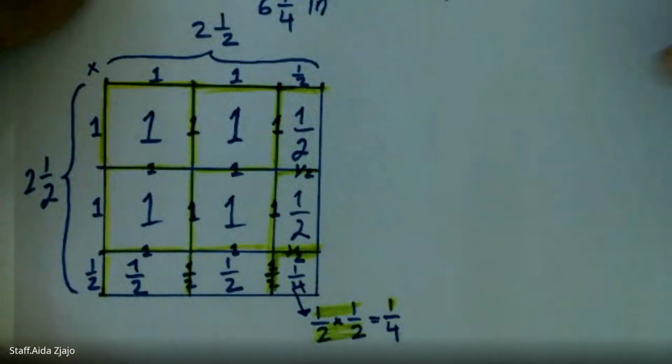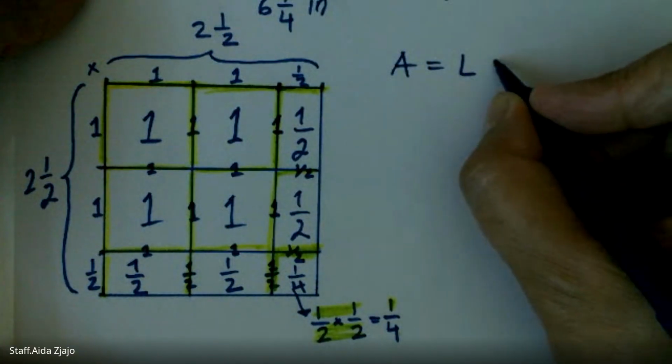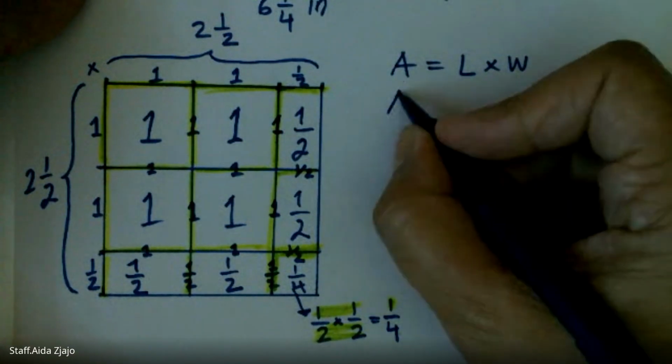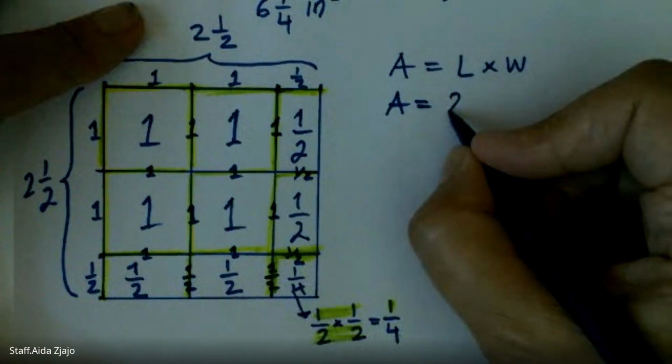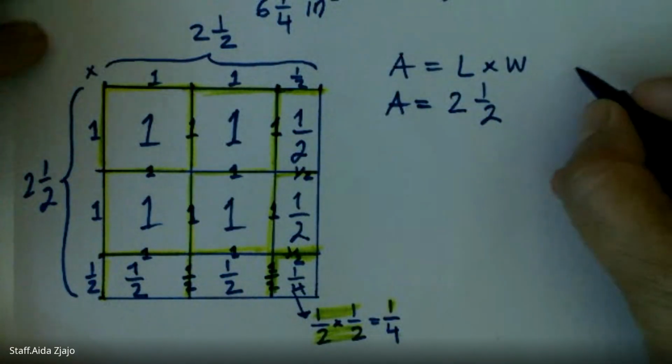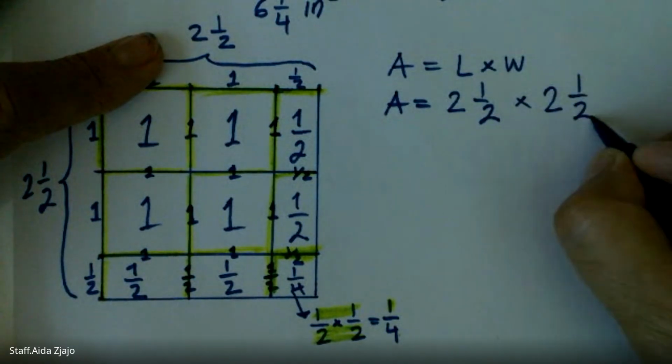Okay, now let's prove it. Area equals length times width. Now, to save time, the length is 2.5, and the width is 2.5.